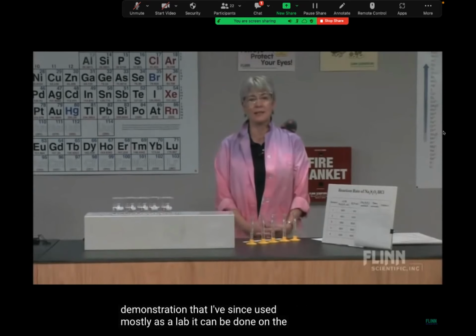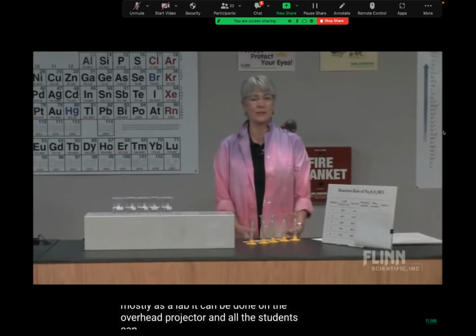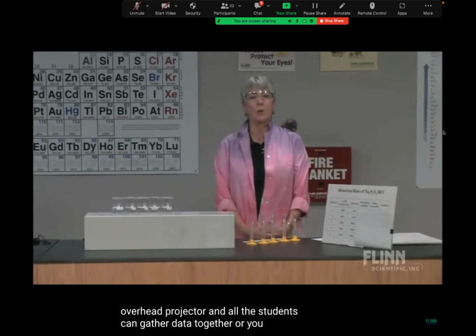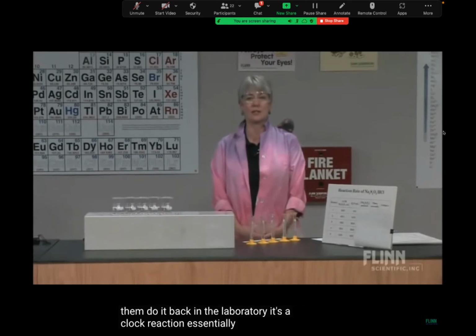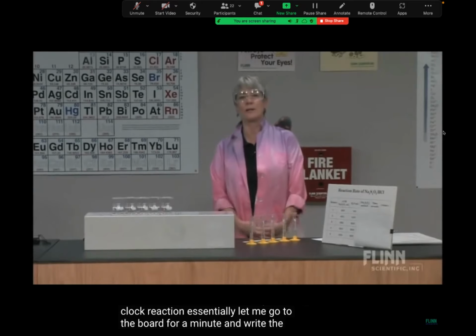But this is a kinetics demonstration that I've since used mostly as a lab. It can be done on the overhead projector and all the students can gather data together, or you can have them do it back in the laboratory. It's a clock reaction, essentially. Let me go to the board for a minute and write the equation.